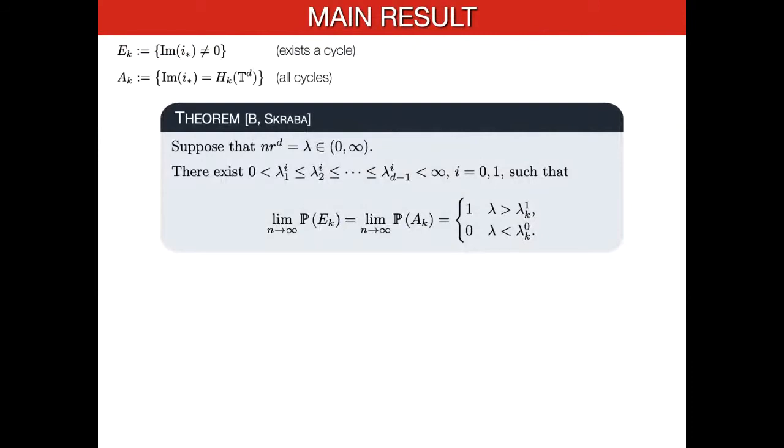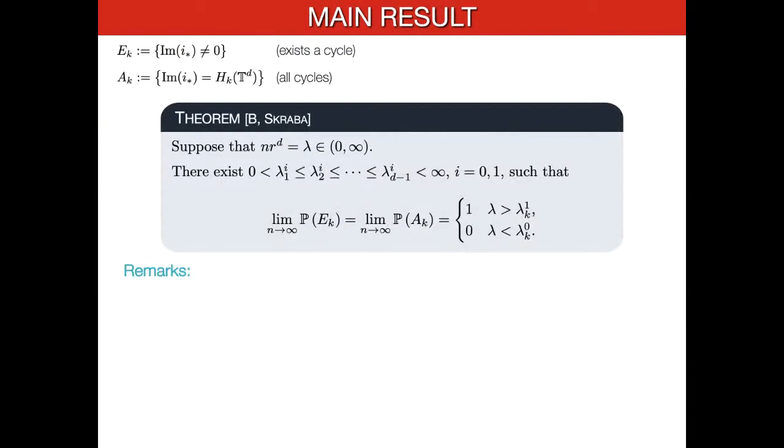This result is not as nice as we want, because before I told you that there's one threshold and it's either 0 or 1. Here what we can prove is that there is a range where it's surely 0, there is a range where it's surely 1, but in between we don't know exactly what happens. Question: you would like to get that lambda_k^1 and lambda_k^0 are equal? That's the conjecture, but it stays a conjecture for now, unfortunately.